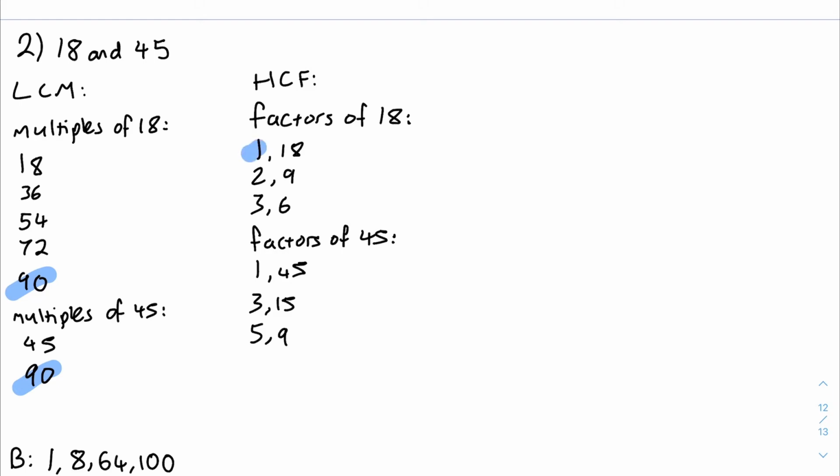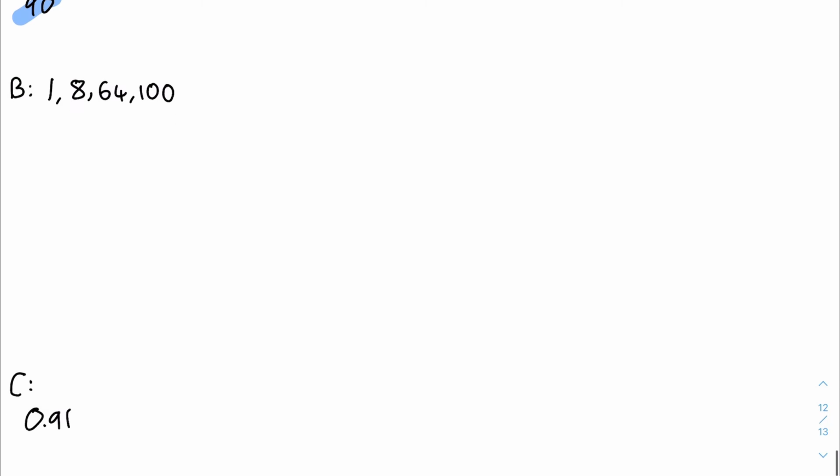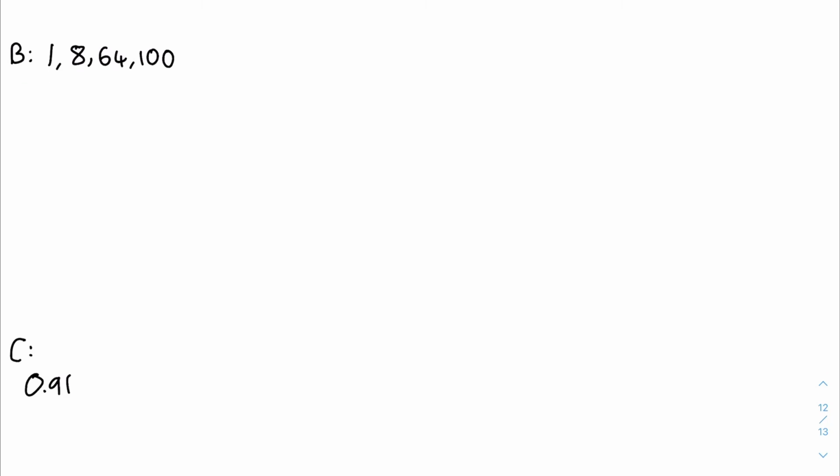So now let's highlight the common ones. 1 is in both lists, 2 is not in both, but 3 is in both. 5 isn't in both, 6 isn't in both, but 9 is in both. So therefore our highest common factor will be 9 and our lowest common multiple will be 90. Okay, so now moving on to part B. We've been asked which one of the following is not a cube number.